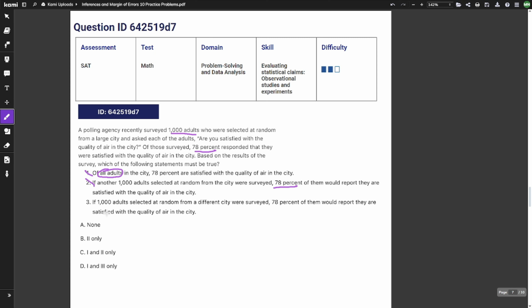And then 3. If 1,000 adults selected at random from a different city were surveyed, 78% of them would report that they are satisfied with the quality of air in the city. Once again, two surveys aren't going to have the exact same results. And this is talking about a whole other different city, so we know for sure it's not going to be close. Alright, so our answer once again is none.